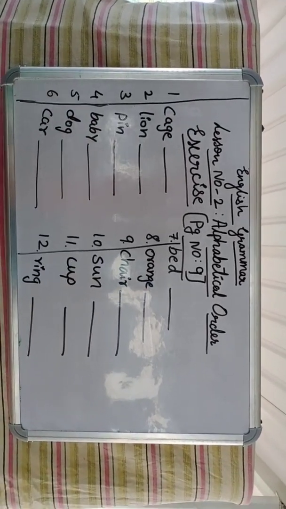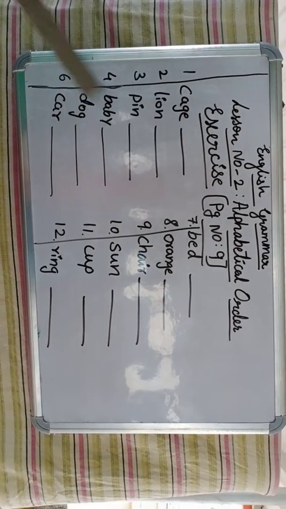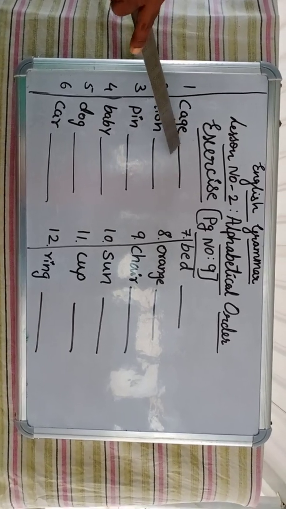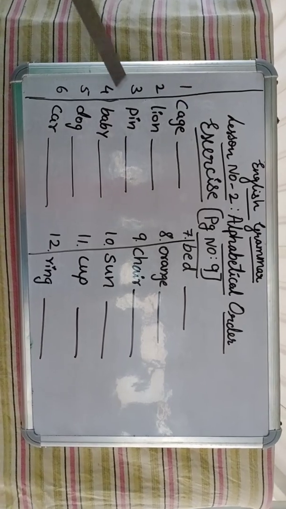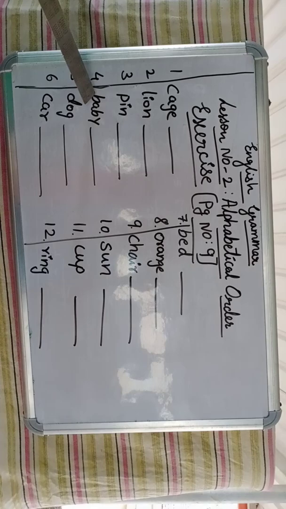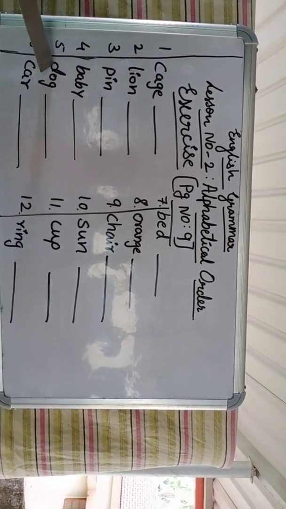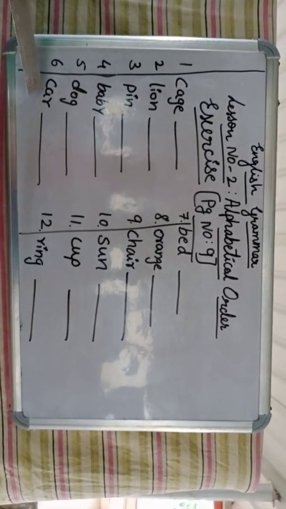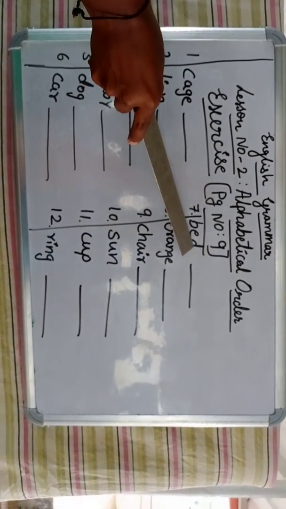So dear children, I have given the homework here from page number 9. The first word is cage, C-A-G-E, cage. Second, lion, L-I-O-N. Number 3, pin, P-I-N, pin. Number 4, baby, B-A-B-Y. Number 5, dog, D-O-G, dog. Number 6, car, C-A-R, car. Number 7, bed, B-E-D, bed.